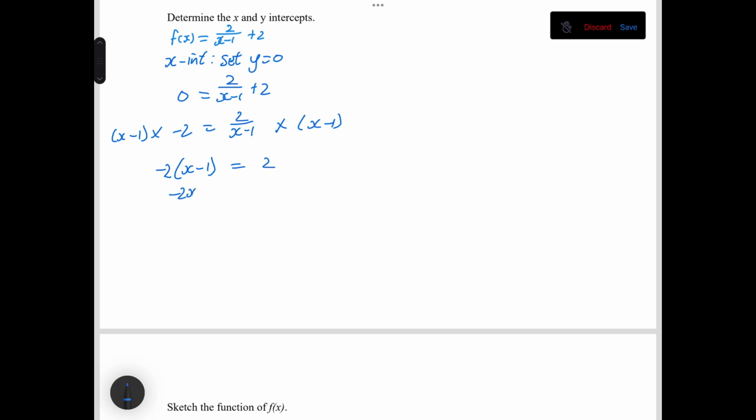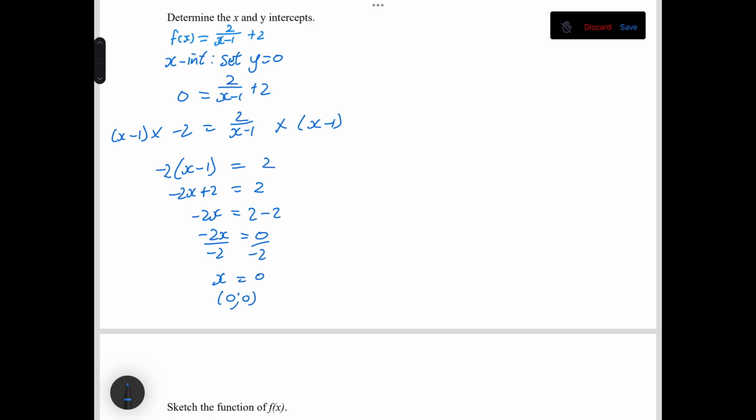So it's minus 2x plus 2, when you multiply it out, equals 2. And then we transpose it to make positive 2 over, it becomes negative, so it's going to be 2 minus 2. Negative 2x equals 0. We divide by negative 2 both sides, and therefore x is equal to 0. Now we write it in coordinate form, (0;0).